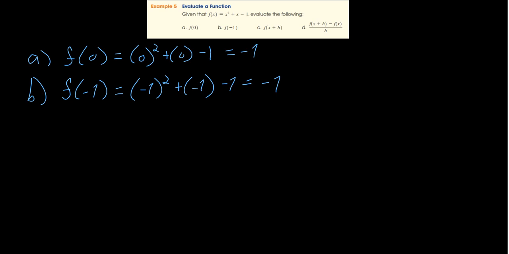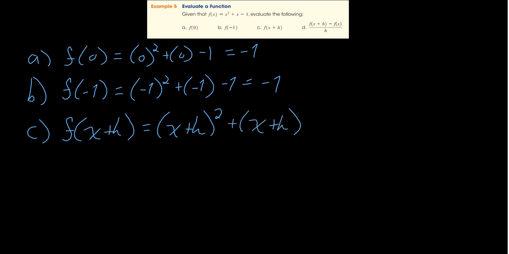Now, C is getting a little more complicated. So let's do that. What is f of x plus h? I'm going to plug in x plus h everywhere where I see an x. Previously, I've just been putting in numbers where it tells me to put in numbers. This time, it's telling me to put in x plus h. Well, you do it like you think you do, right? So I'm going to put x plus h everywhere where there's an x in my equation. So x plus h quantity squared plus x plus h minus 1.